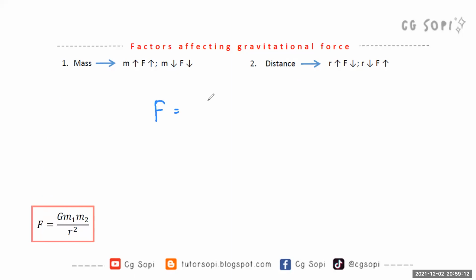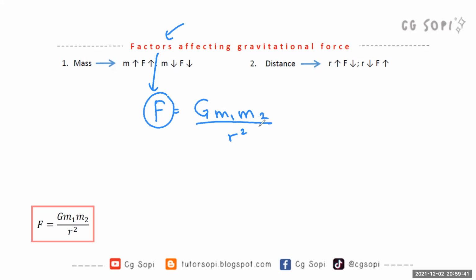So F equals G M1 M2 over R squared. First we look at the formula. How do you remember which ones are the factors? F is the gravitational force, so you are trying to find the factors affecting this. Whatever is inside the formula should be the factors, except for those that are constant. So G, M1, M2, R.